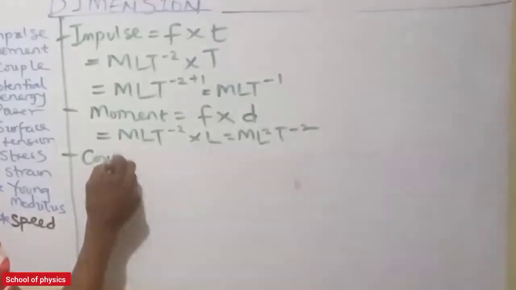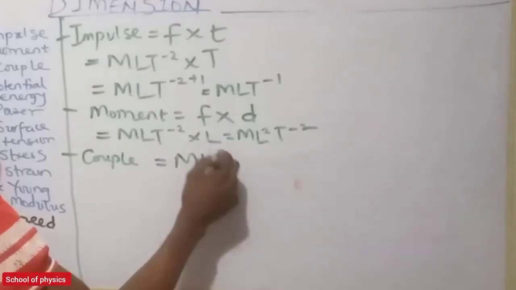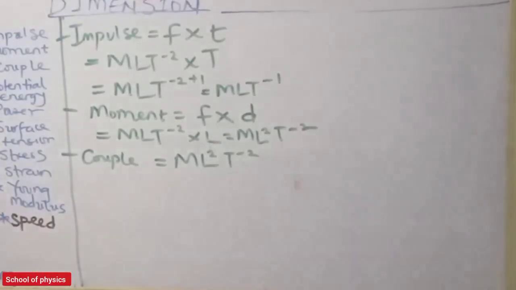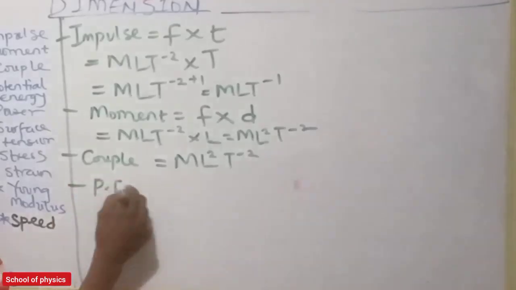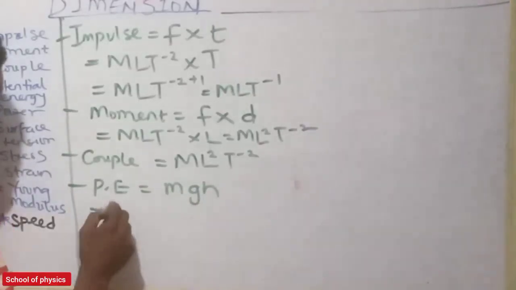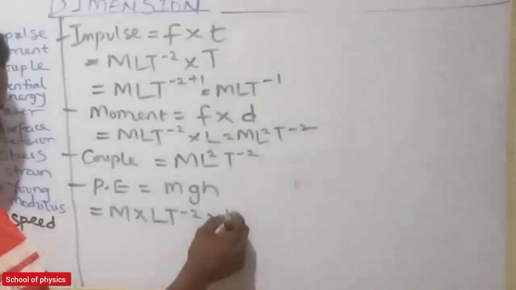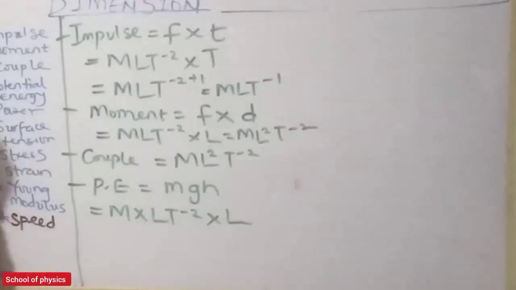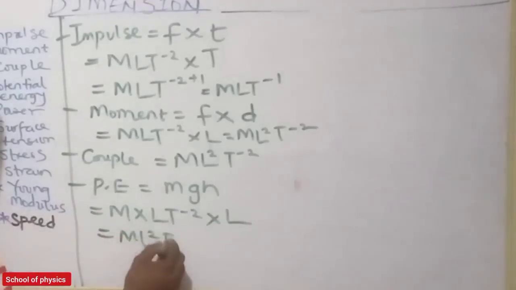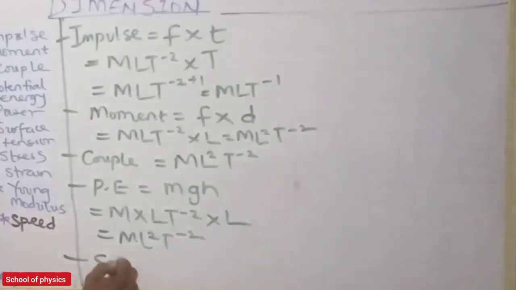Note, moment, couple, work, kinetic energy all have the same dimension. Couple is the product of force and one of its distance. So a couple produces circular motion. It is two forces of equal magnitude acting in opposite direction, parallel to each other. Potential energy is the product of mass, acceleration due to gravity, and height. So that's M times LT^-2 times L. So that should give us ML^2T^-2. Potential difference has the same dimension as work as well.